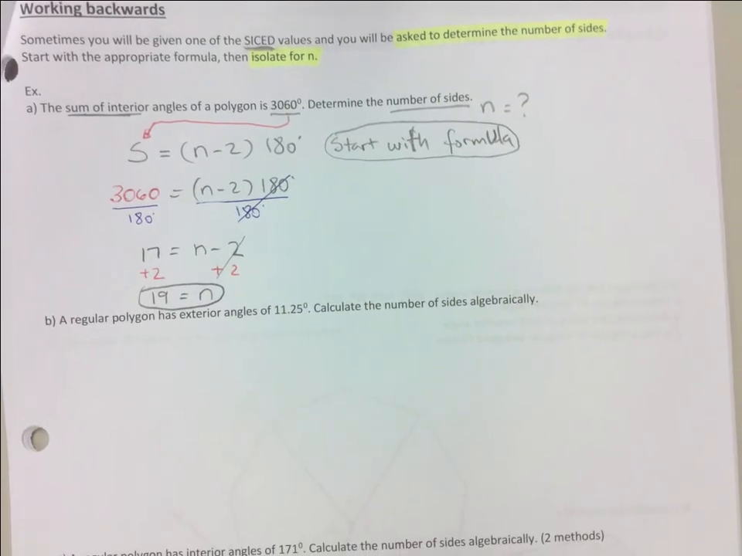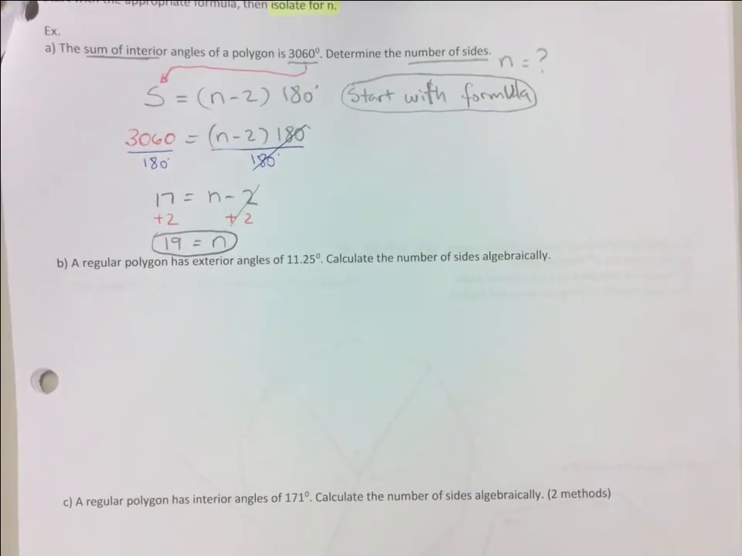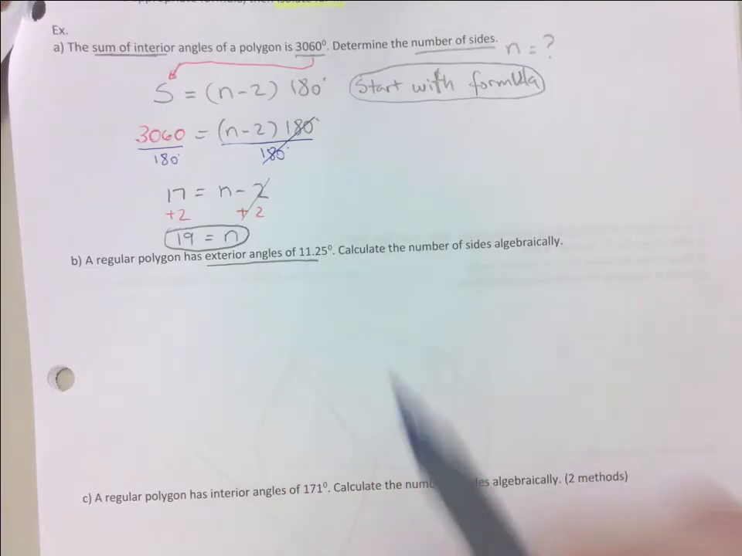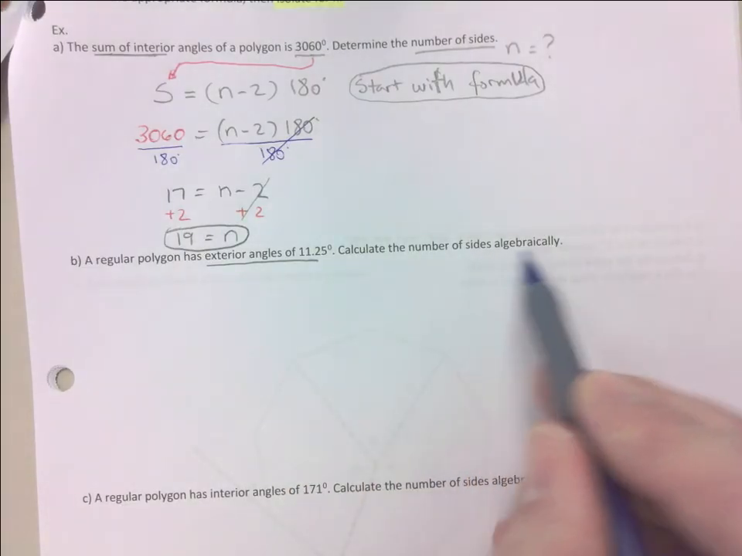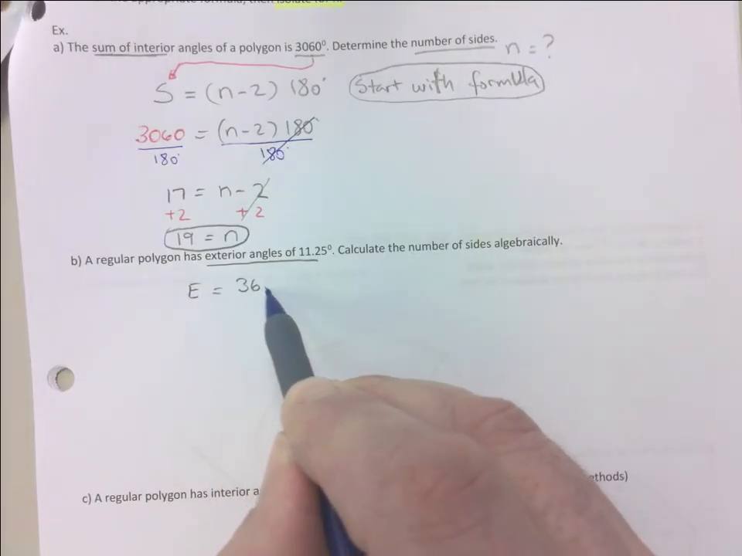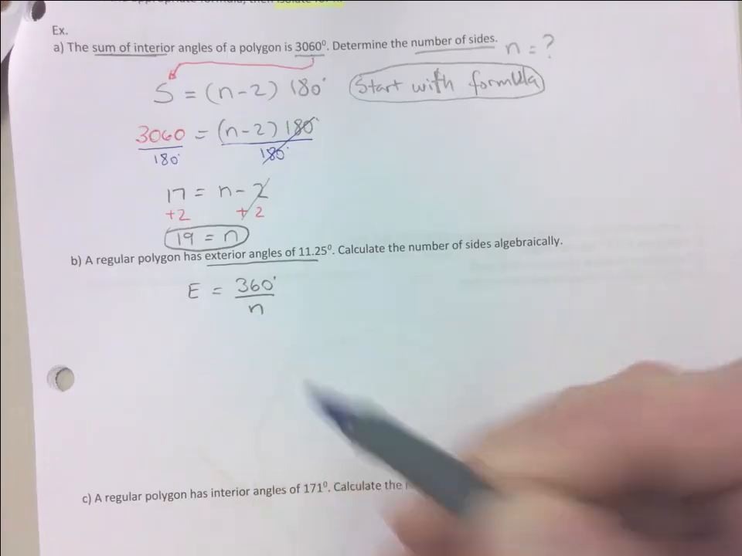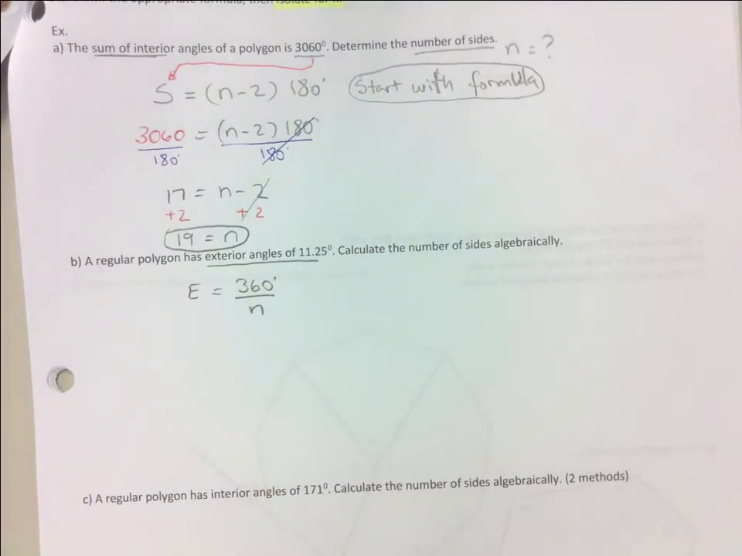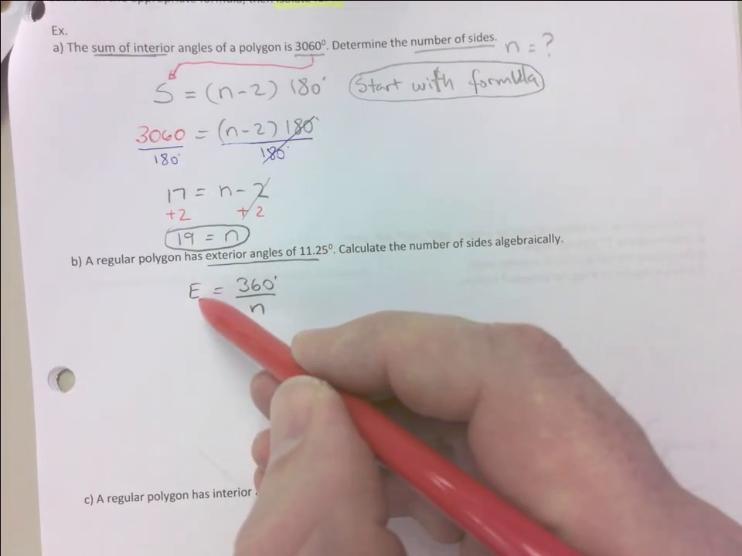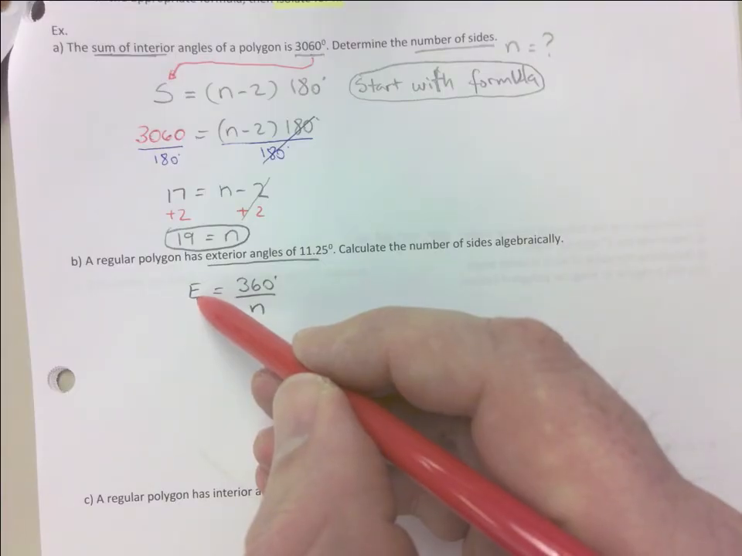Question B. Let's do B. A regular polygon has exterior angles of 11.25. Calculate the number of sides. You're thinking exterior angles. You do that. What do we substitute? We substitute 11.25 for E. Okay.